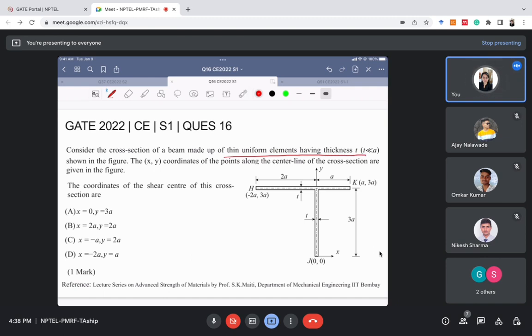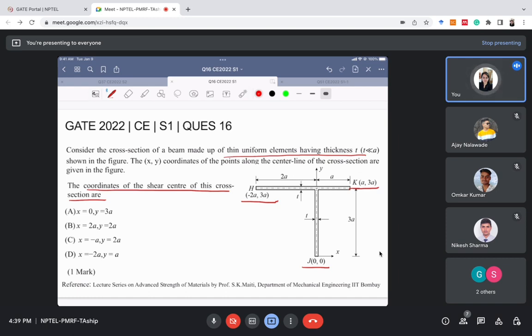As shown in the figure, the coordinates x, y of the points along the center line of the cross section are given. So the coordinates are given for different points. For example, for point H the coordinate is this, for K the coordinate is this, and for J the coordinate is given to us. Now we are asked the coordinates of the shear center of this cross section. So we need to find the shear center and tell its coordinates. It was a 1 mark question, and it's a very easy problem.